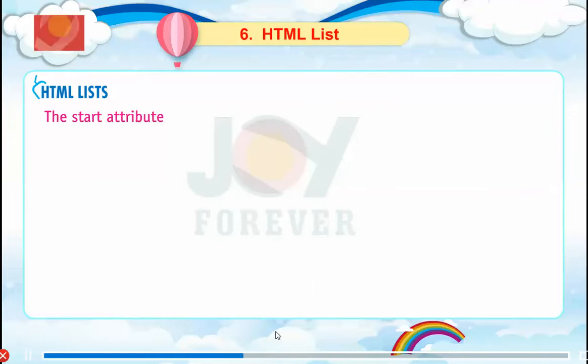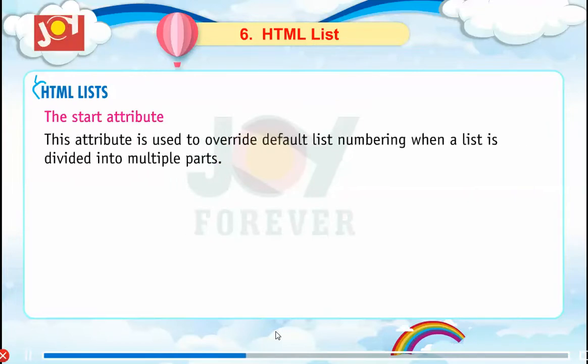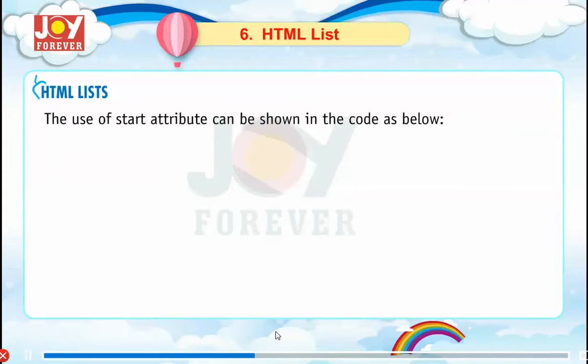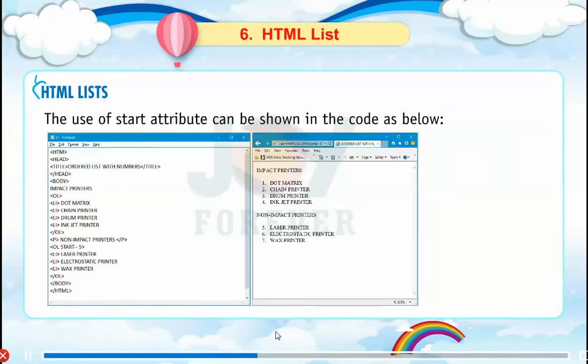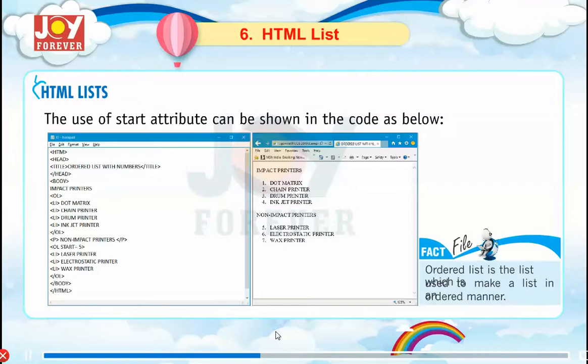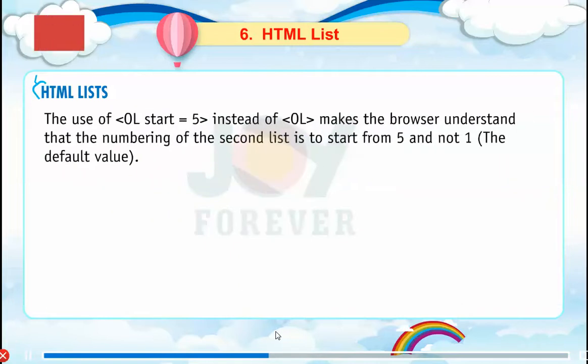The start attribute. This attribute is used to override default list numbering when a list is divided into multiple parts. The use of the start attribute can be shown in the code as below. Fact file. Ordered list is the list which is used to make a list in an ordered manner. The use of OL start equals 5 instead of OL makes the browser understand that the numbering of the second list is to start from 5 and not 1.